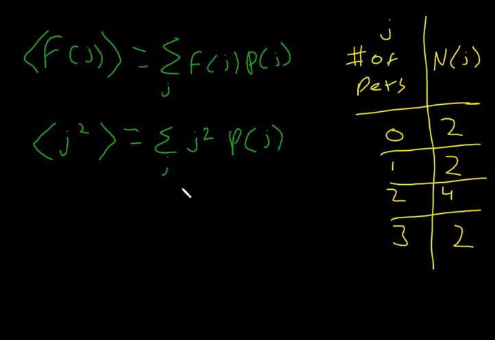And the other interesting thing is that the expectation value of j squared is not, so I'll write this out here, the expectation value of j, squared. Actually, the difference between these two values will end up being very, very important, and you will see that soon.